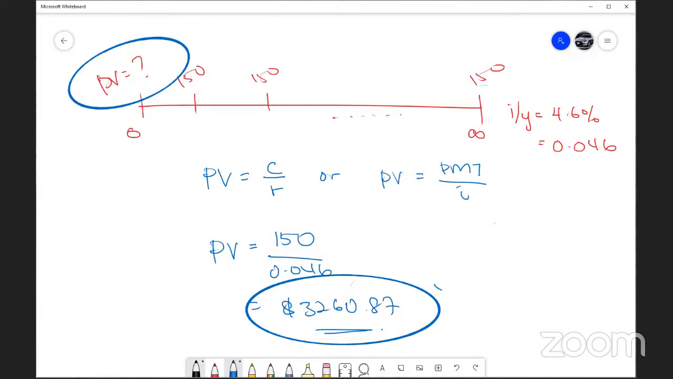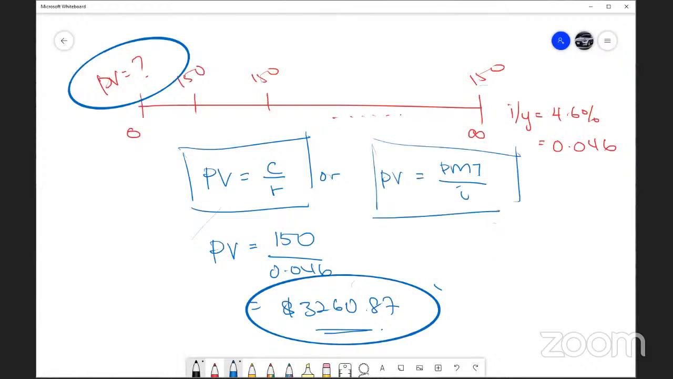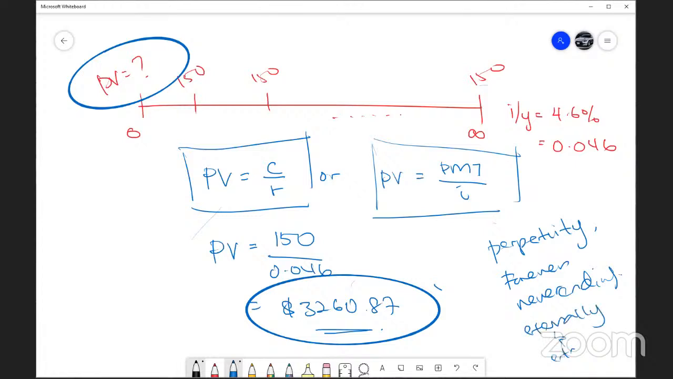So this kind of question, you use PV equals to C divided by R, or PV equals payment divided by I. Can you see this? Perpetuity, and they say forever, never ending, eternally, and any other words that has the same meaning as this. Then you know you use this one. Very easy.